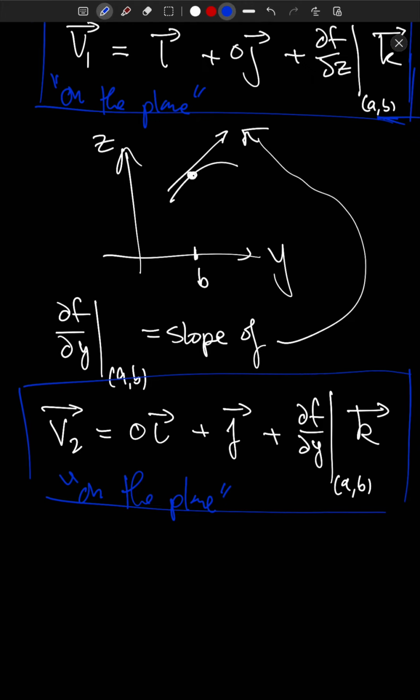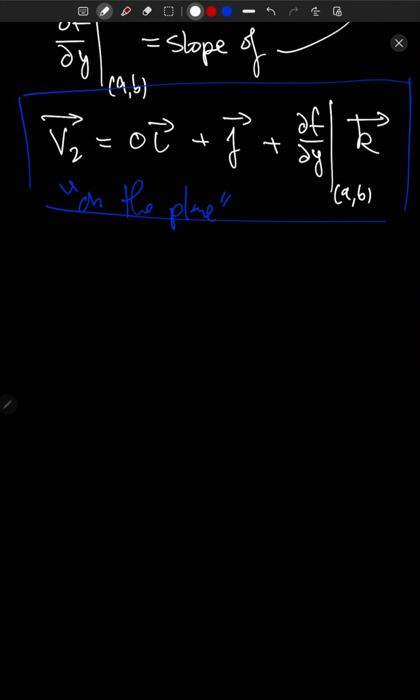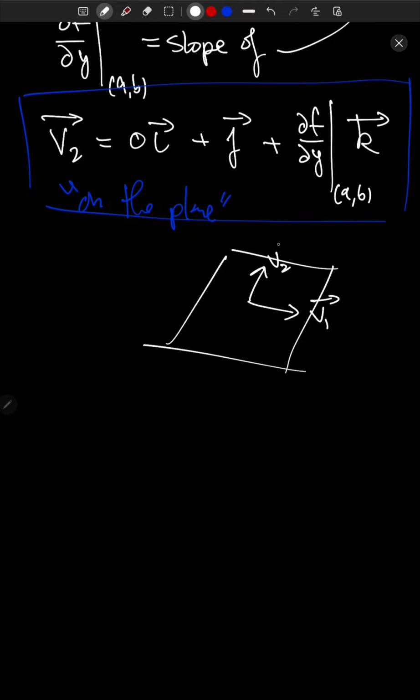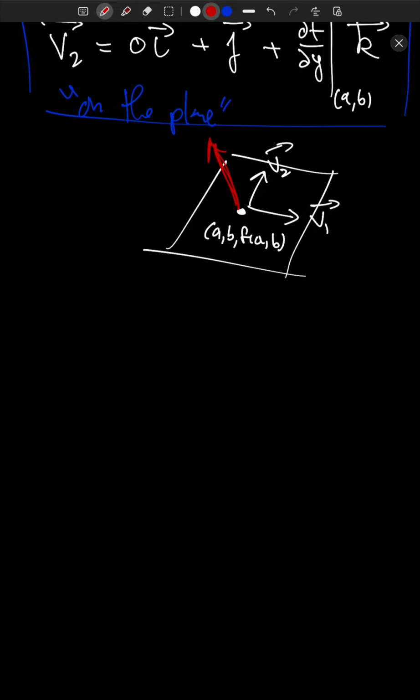Okay, so we've got our two vectors on the plane. So our picture might be something like this: this is our v1, this is our v2, and our point is, again, a comma b comma f at a b. And so the equation of what should be the tangent plane is going to come from taking the cross product of v1 and v2. That gives me my normal.